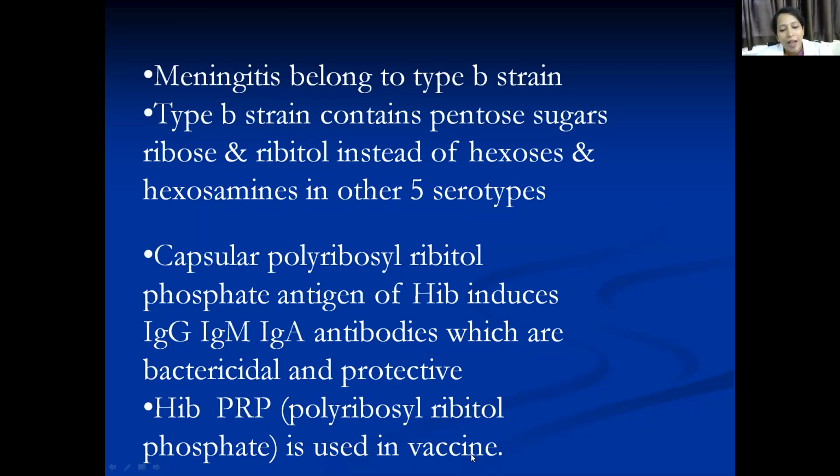So what does the Hib vaccine contain? Have you heard about the Hib vaccine? This contains Hib PRP, Haemophilus influenzae type B PRP, which is a component of the capsule: polyribosyl ribitol phosphate.